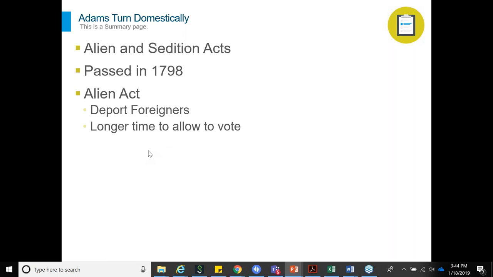So yes, part of the law itself extended the time until someone could vote. There was a shorter limit before the Alien Act, and now it's become a longer time frame for an immigrant to be able to start voting after they become a U.S. citizen. So that's another part of the process as well, that immigrants have to become citizens in order to vote.